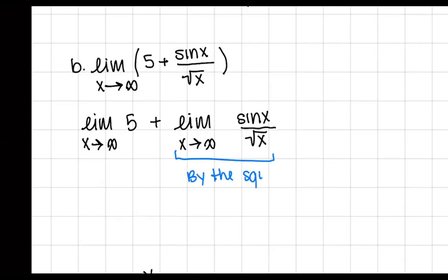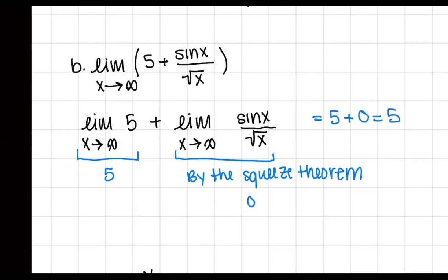By the squeeze theorem, this value is going to go to 0. And because the limit of something that does not depend on x just goes to whatever its value is, we have 5 plus 0 equals 5. This means that the graph of y equals 5 plus sine x divided by root x approaches a horizontal asymptote at y equals 5.